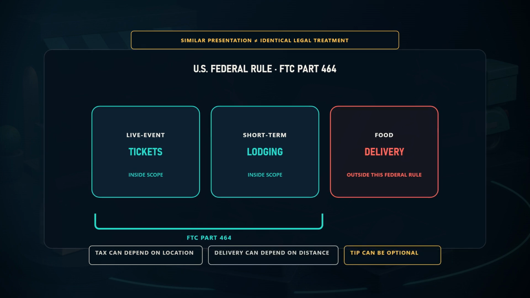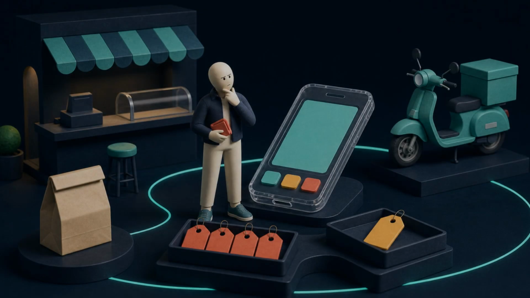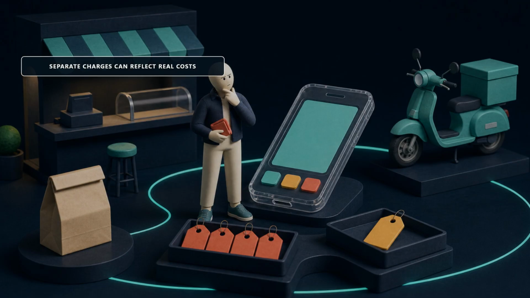Taxes may depend on location. Delivery charges may depend on distance. Tips and upgrades can be optional. Some fees also pay for real costs.